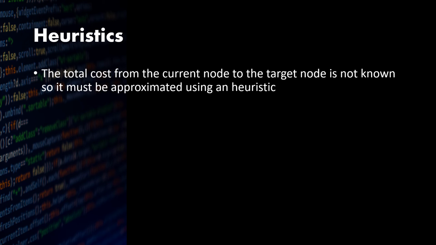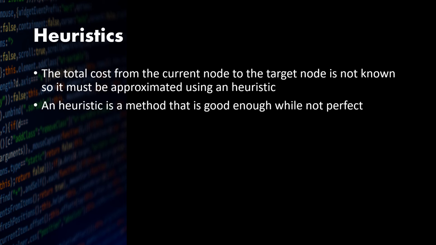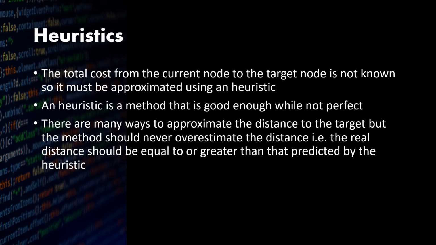The total cost from the current node to the target node is not known, so it must be approximated using a heuristic method. A heuristic method is a method that is good enough while not perfect. There are many ways to approximate the distance to the target, but the method used should never overestimate the distance. That is, the real distance should be equal to or greater than that predicted by the heuristic method.